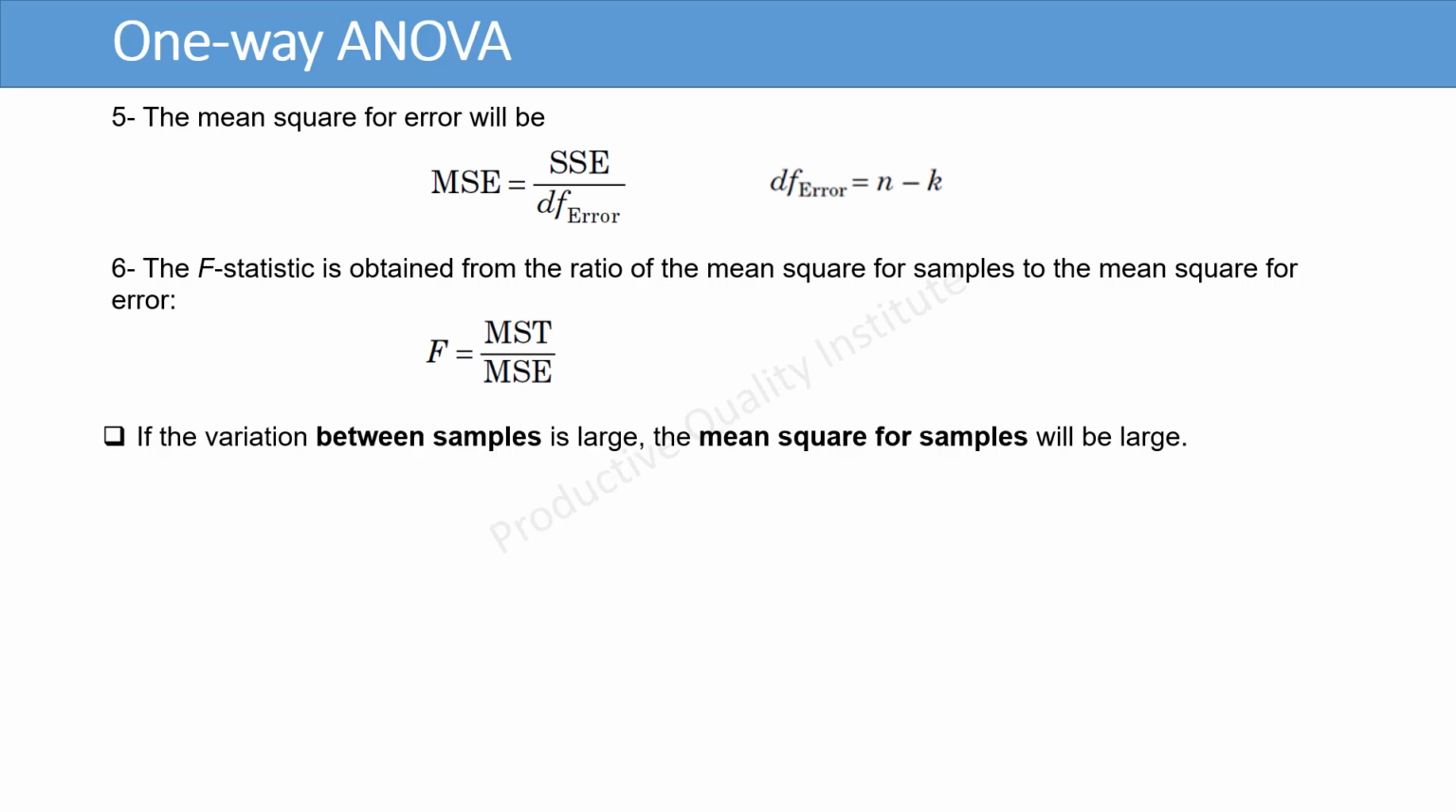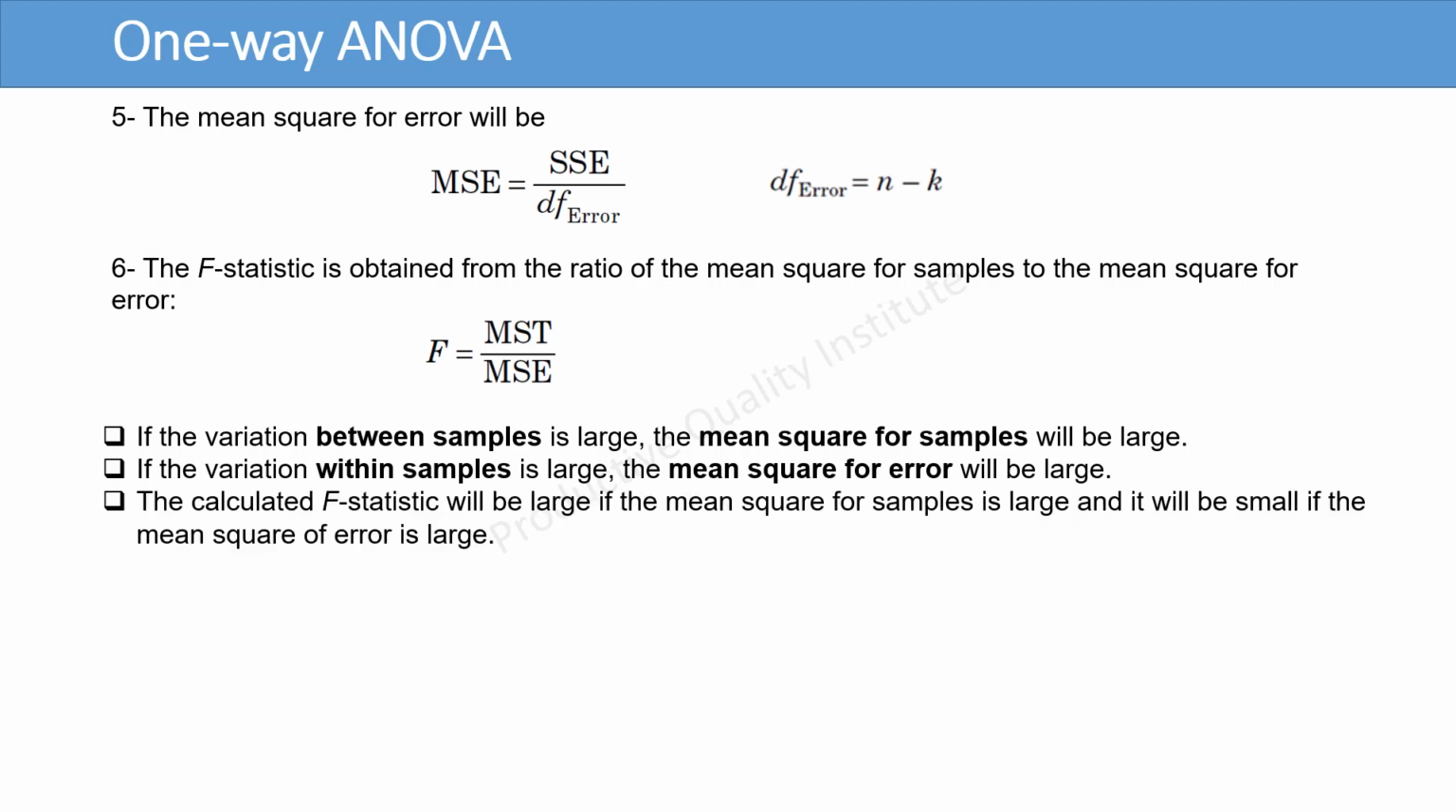If the variation between samples is large, the mean square for samples will be large. If the variation within samples is large, the mean square for error will be large. The calculated F statistic will be large if the mean square for samples is large, and it will be small if the mean square of error is large.